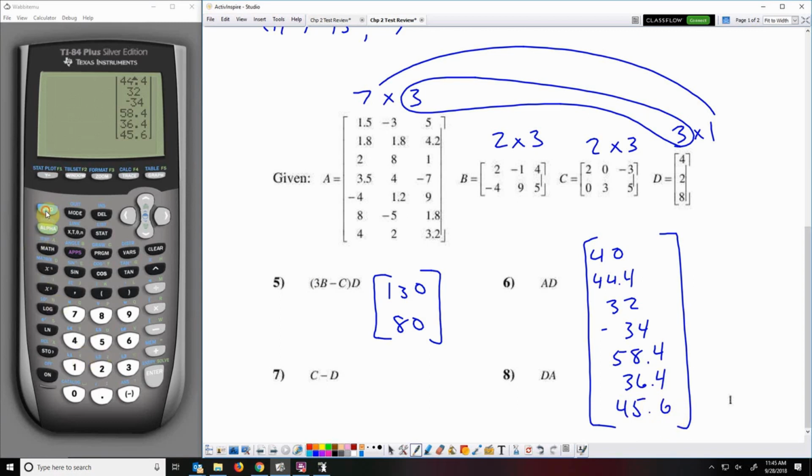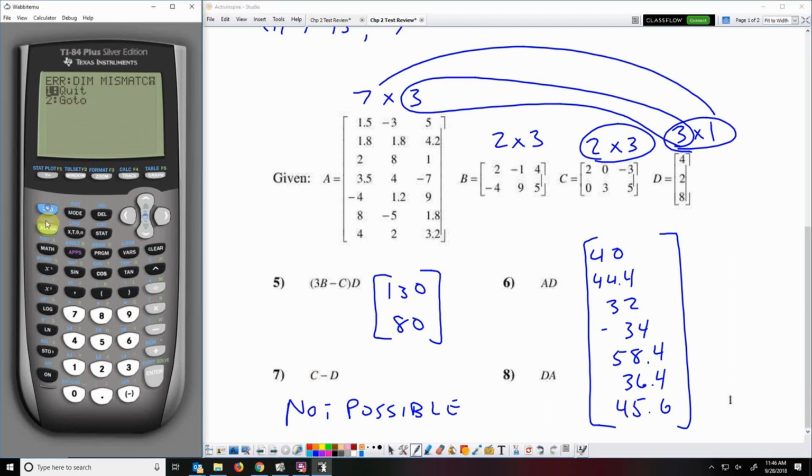And then C minus D. Matrix 3 minus matrix 4. And it says dimension mismatch. That makes sense. C minus D, that can't be done because C and D have to have completely the same dimensions, and they don't, so this is not possible.